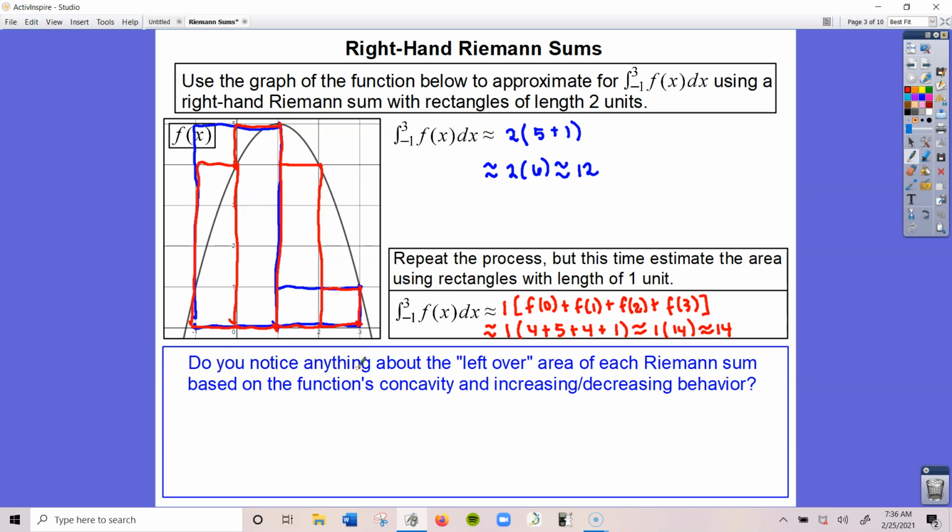Now, do you notice anything about the leftover area of each Riemann sum based on the function's concavity and increasing, decreasing behavior? Something that you should notice, if you look on this side of the graph, for a right sum, we'll start with the right sum because we have it right here in front of us.